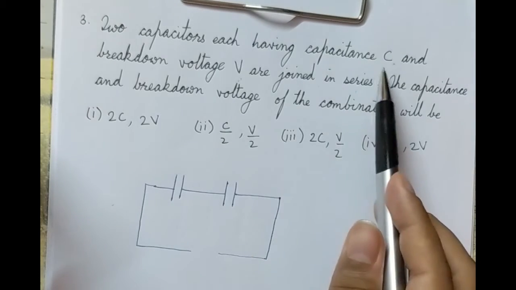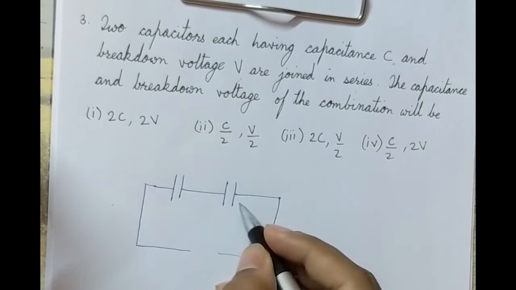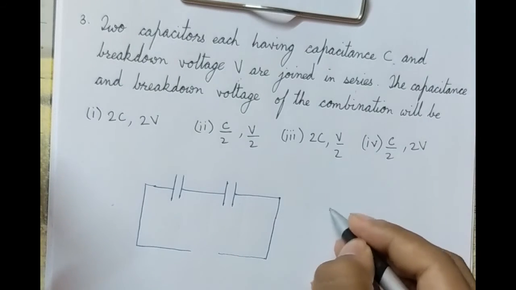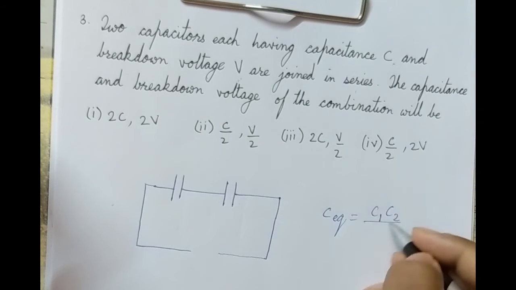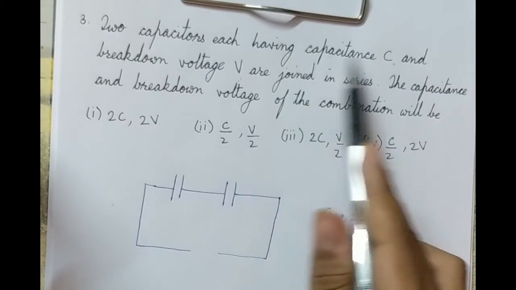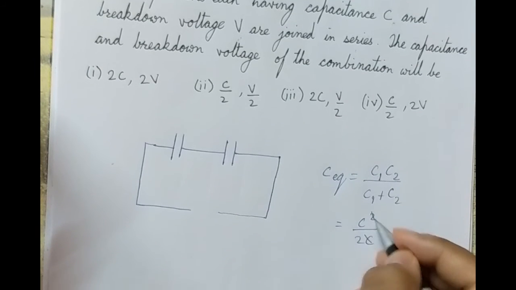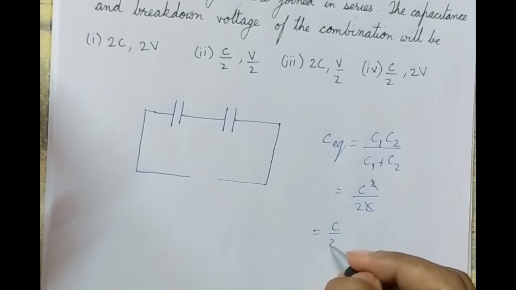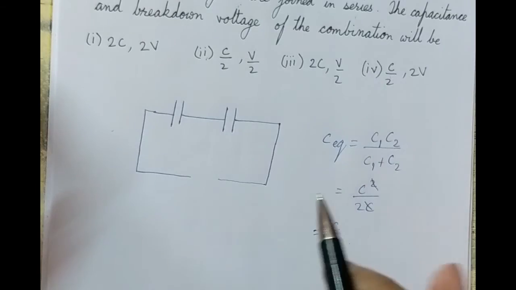Firstly, you need to find the capacitance of the combination. That is simple to do. We know that the two capacitances are connected in series. So the equivalent capacitance is just C1 C2 divided by C1 plus C2. Since both are equal capacitance C, so you have C squared divided by 2C. That gives you C by 2. So equivalent capacitance is C by 2, so our option reduces between this and this.